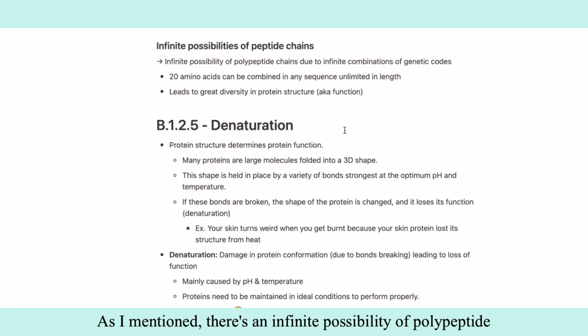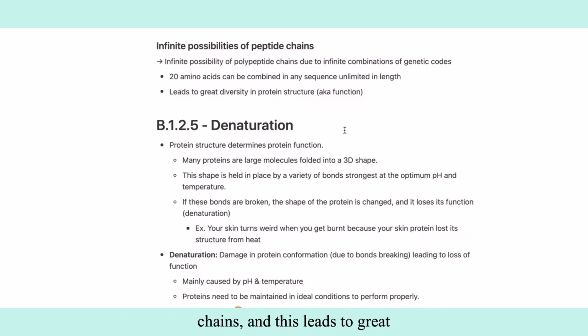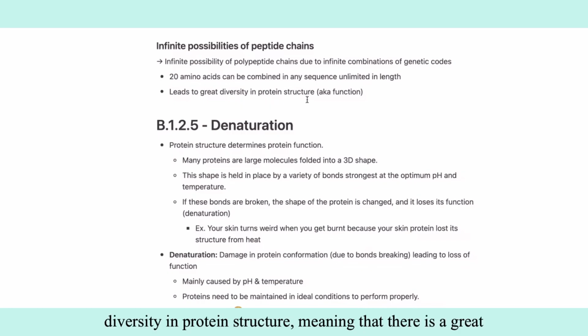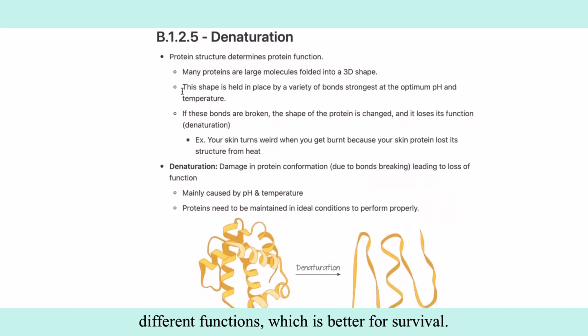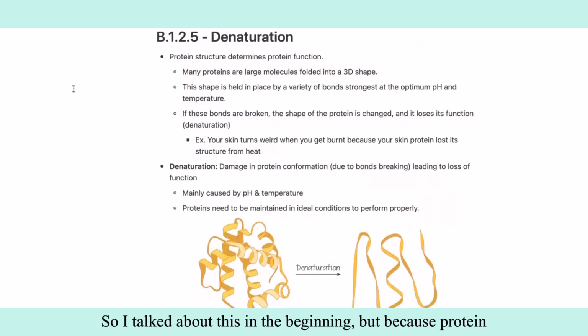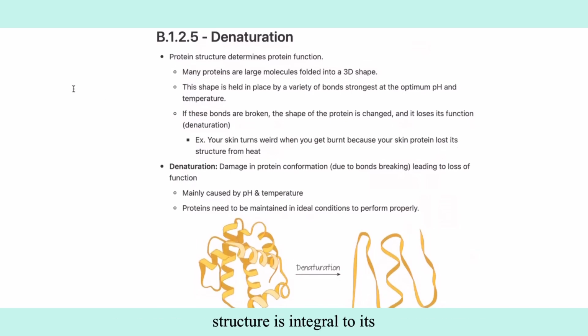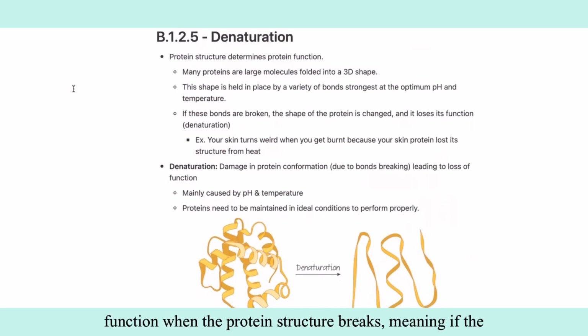As I mentioned, there's an infinite possibility of polypeptide chains, and this leads to great diversity in protein structure, meaning there is a great diversity of proteins with different functions, which is better for survival. I talked about this in the beginning, but because protein structure is integral to its function, when the protein structure breaks, meaning if the protein gets denatured, then the protein is no longer viable.